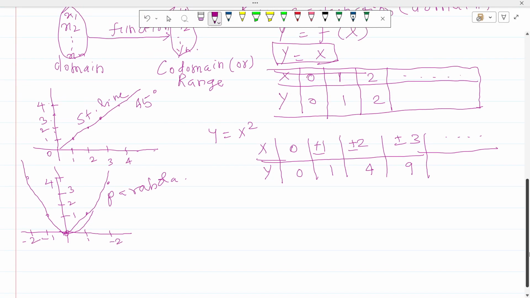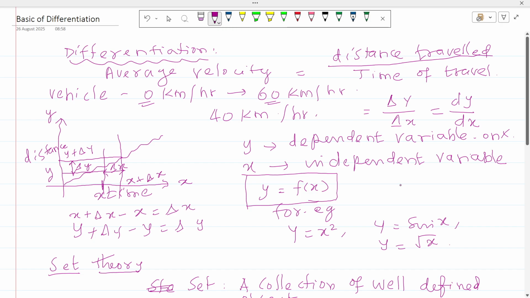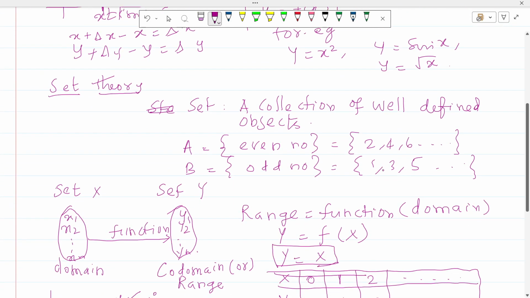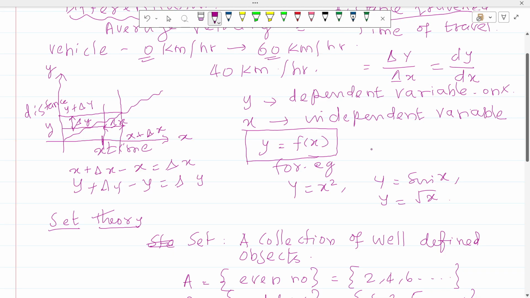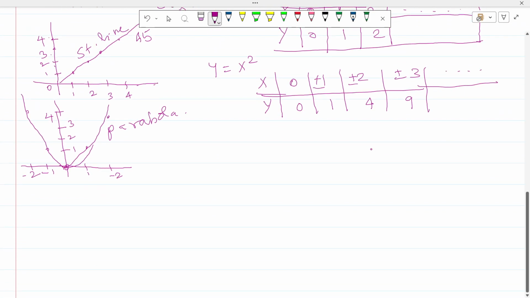So what we have discussed here, see here we are discussing about the derivative. Derivative is generally denoted by delta y by delta x, that means distance traveled by time of travel. So in general we can write that as dy by dx. So what is the dy by dx concept? Y is the dependent variable on x and x is the independent variable. Then we can write every time y equal to f of x. For any y equal to f of x, we can find the dy by dx.